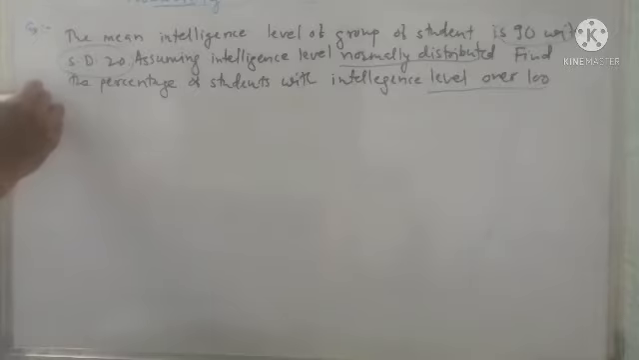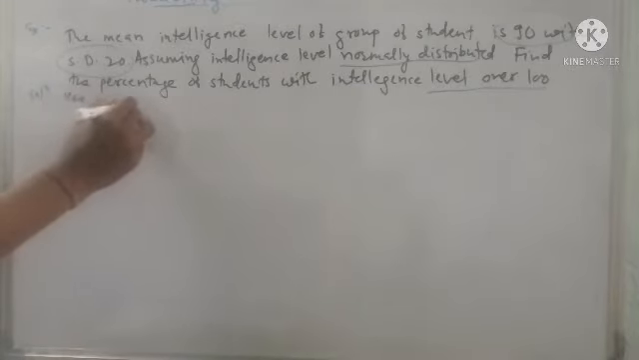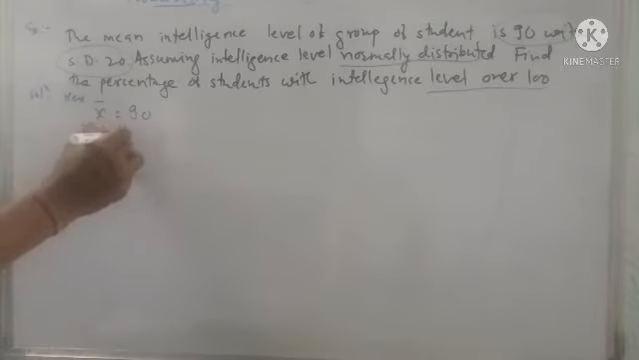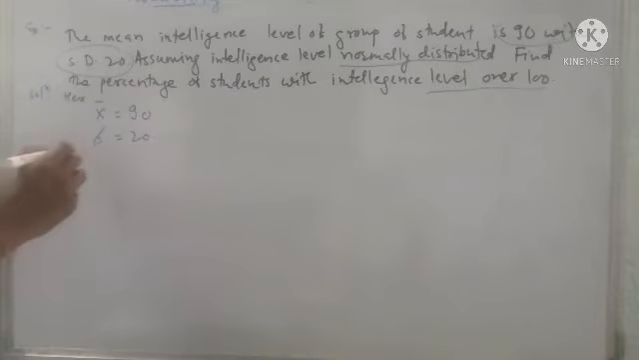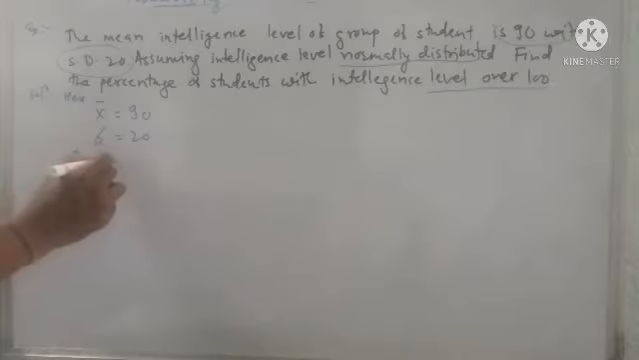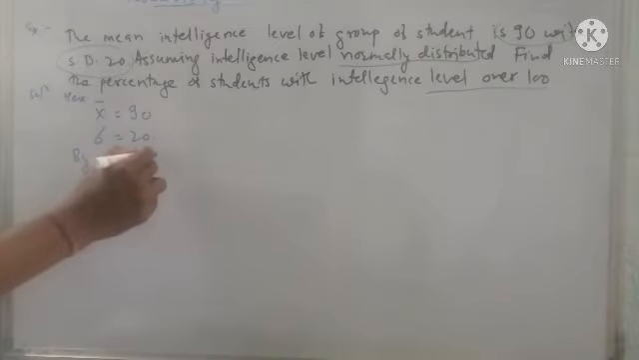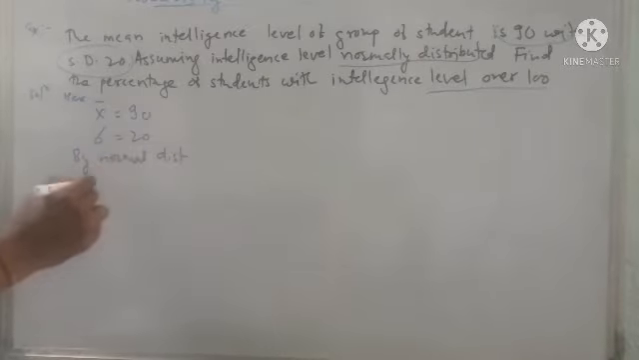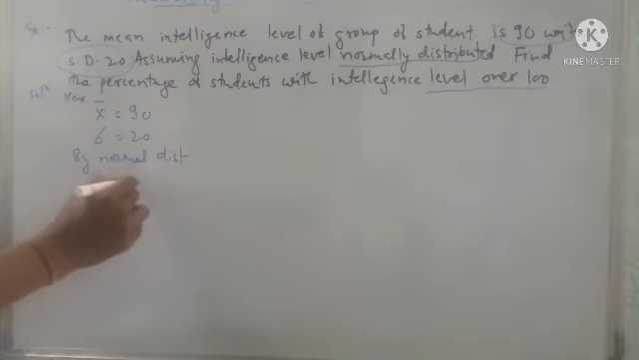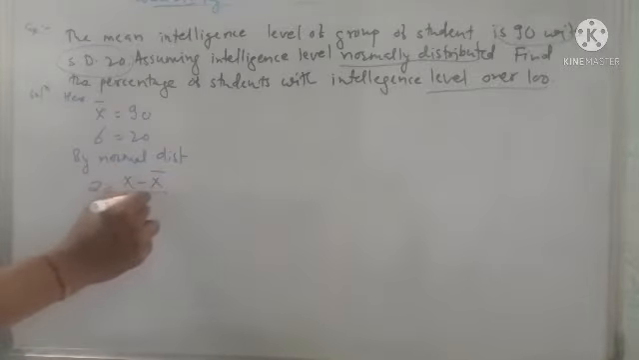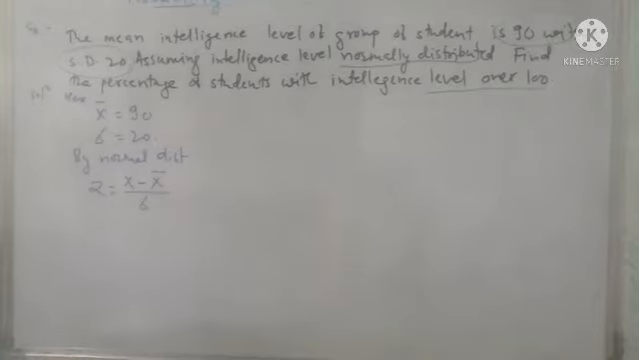So in the solution we first take the mean x bar as 90 and the SD sigma as 20. As this is a normal distribution, we first evaluate the normal variable z as x minus x bar divided by sigma. So we first define x to evaluate the example.